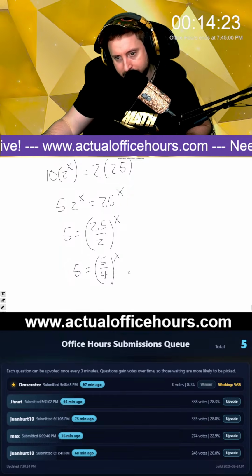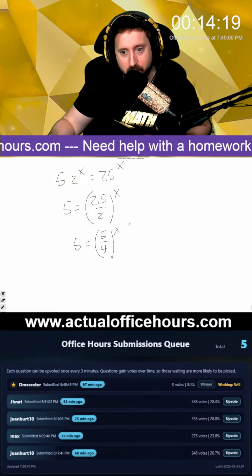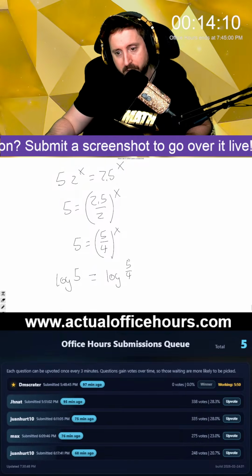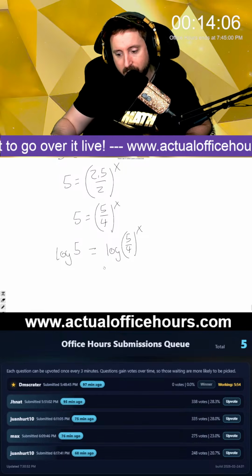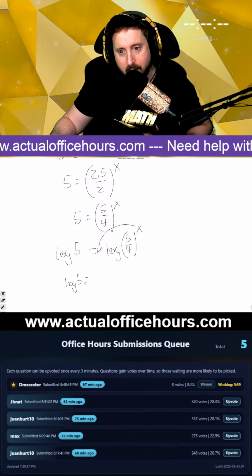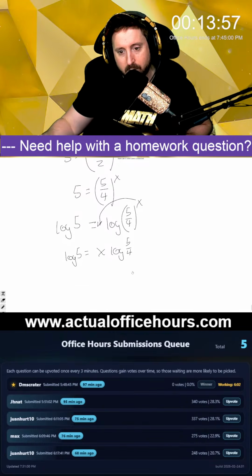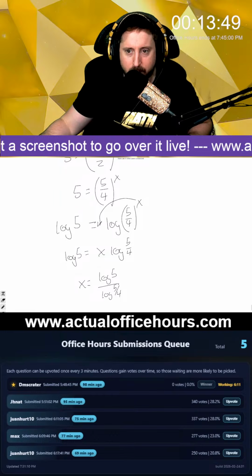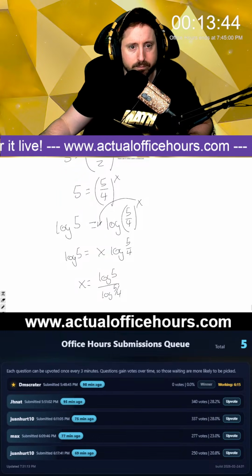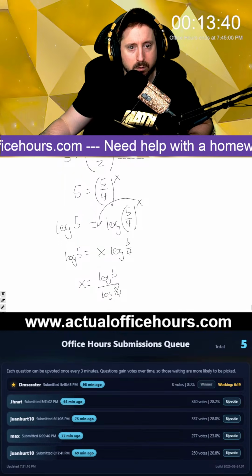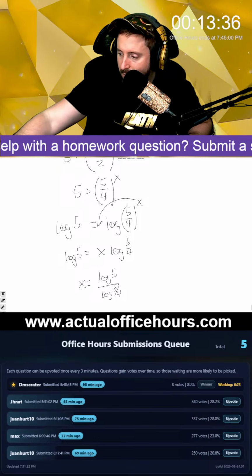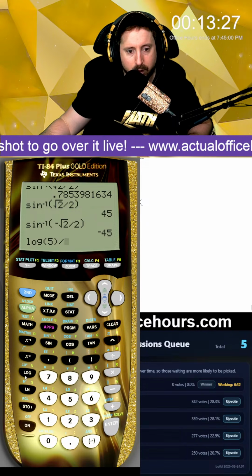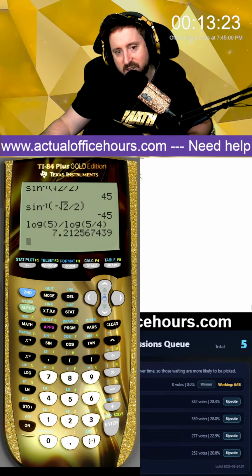I think, right? Yeah. And now you've got to solve this. So in order to solve this, you want to get the x by itself. You can take the logarithm of both sides. So I'm going to just do log of 5 is equal to log of 5/4 to the x. Now I can pull the x down. This is a log rule, just exactly what Haley was doing. So log of 5 is equal to x log of 5/4. So then x equals log of 5 over log of 5/4. Let's throw that in a calculator real quick. So log of 5 divided by log of 5/4. You get 7.21 hours.